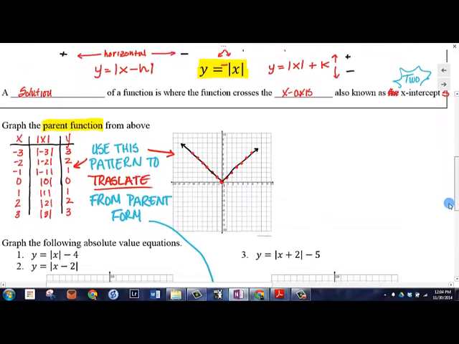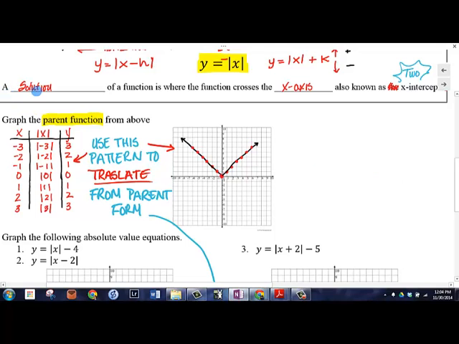One other tidbit before we do this is that a solution, and we've thrown that word around a lot, so far a solution for a system of equations that we've been studying has been a single point. But when we're talking about a solution for a function, what we've been kind of dancing around all year is that this is where it crosses the x-axis, or we've referred to them as x-intercepts. We've been finding them. That's not new to us. We know how to find an x-intercept, right?